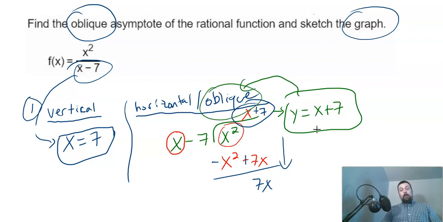So if there's a variable here, it's a diagonal line. That makes it an oblique asymptote. So if MyMathLab or MathXL ask you about the horizontal asymptote, this time you're going to say there's none. There is no horizontal asymptote because it's oblique this time. All right, so now we can graph the two asymptotes.